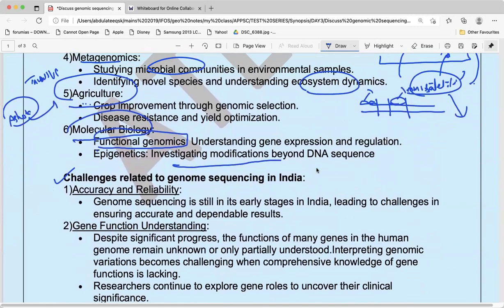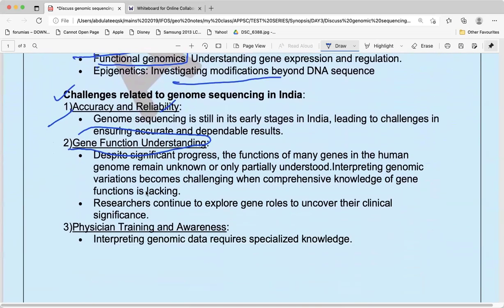And our understanding is still limited. Even if you know which gene has which role, our understanding of that functionality is still not clear. So there is no 100% accuracy and reliability. And we do not have such skilled resources in India to do this kind of genome sequencing.